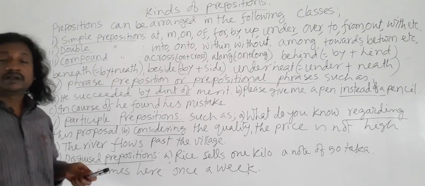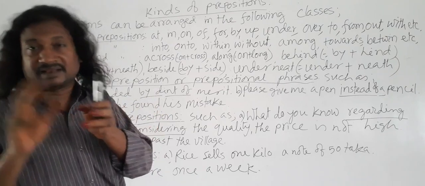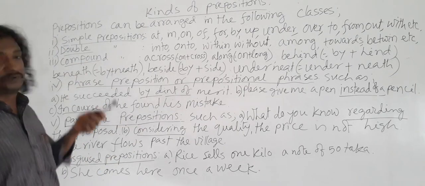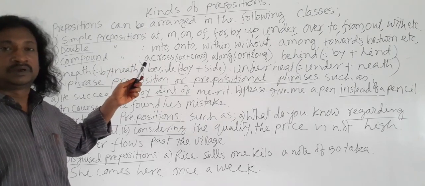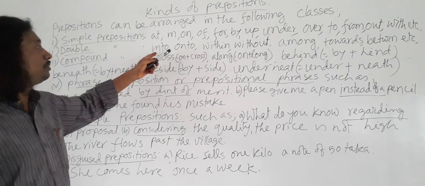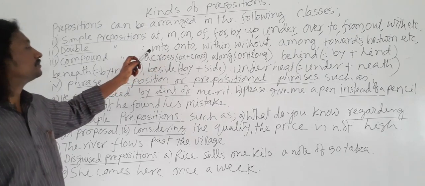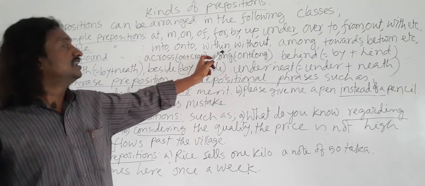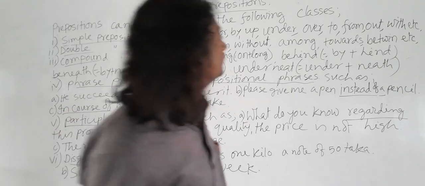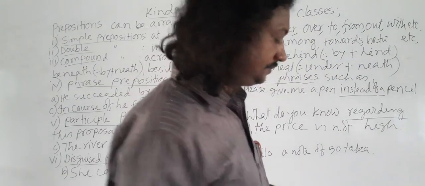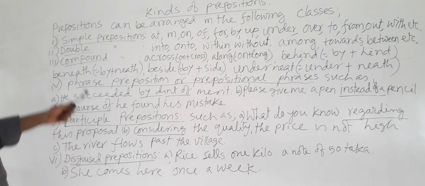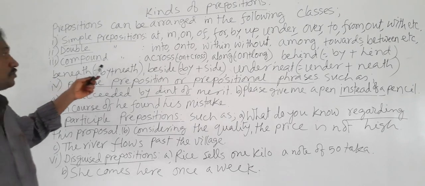Double prepositions. When two prepositions make another preposition, we can call those prepositions double prepositions. Into: in and to are different prepositions, but here in "into" two prepositions have been clustered. Into, onto, within, without, among, towards, between. So these are the double prepositions.